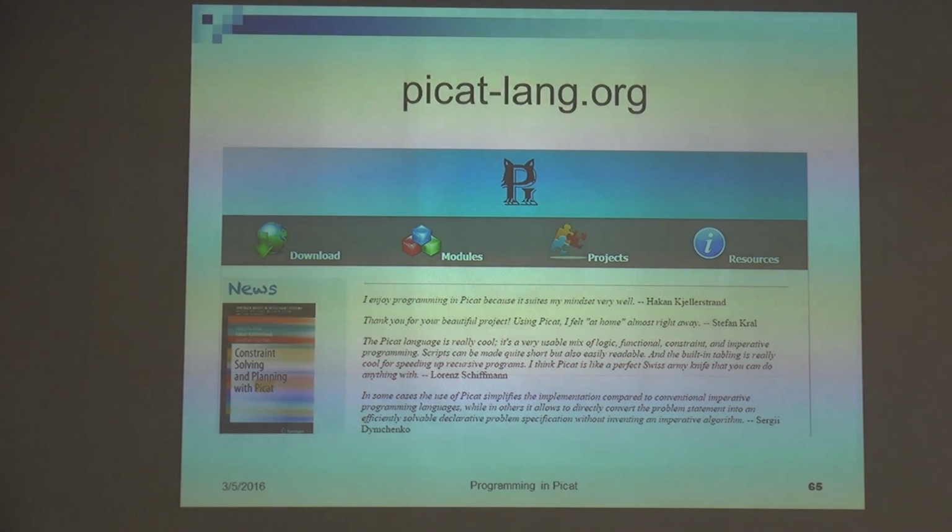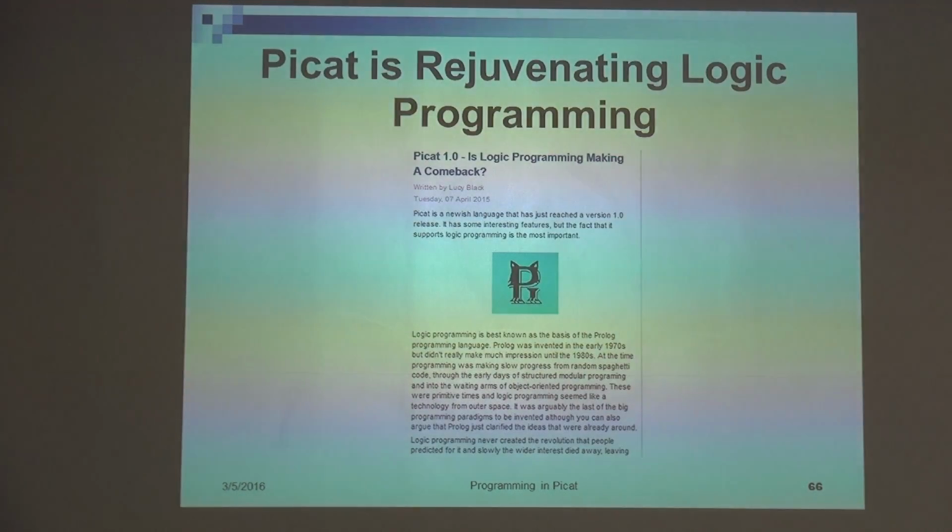This picatland.org is the page you want to start with. There you can download the system, including the C source code, and you can get the documentation, examples, and links to related websites. Picat was released 2 years ago, and last year, after version 1.0 was released, somebody named Lucy Black wrote a blog titled "Is Logic Programming Making a Comeback?"